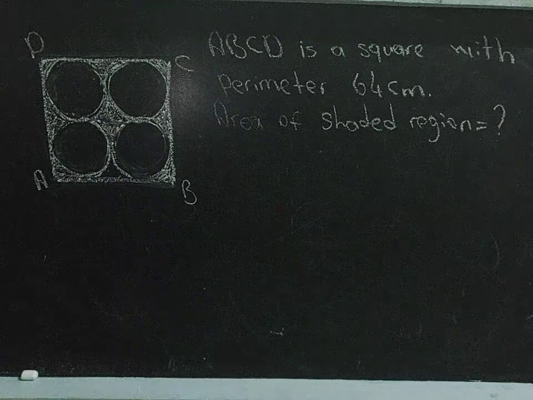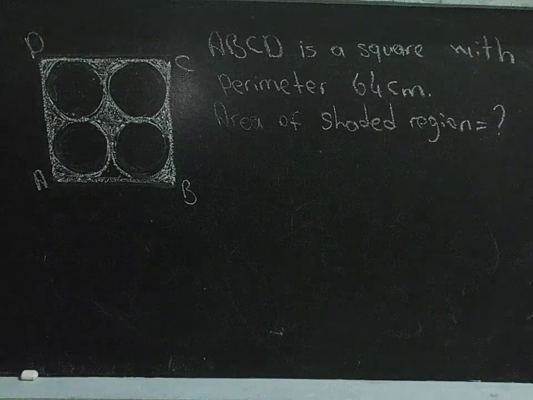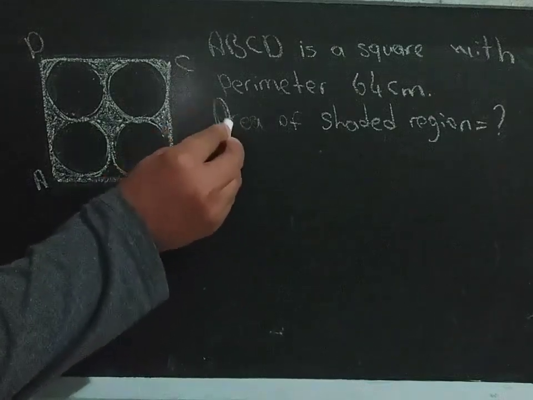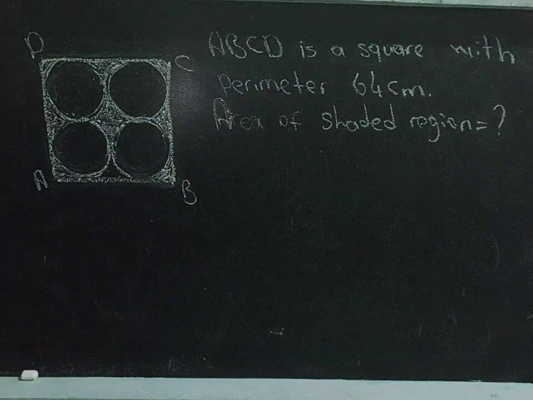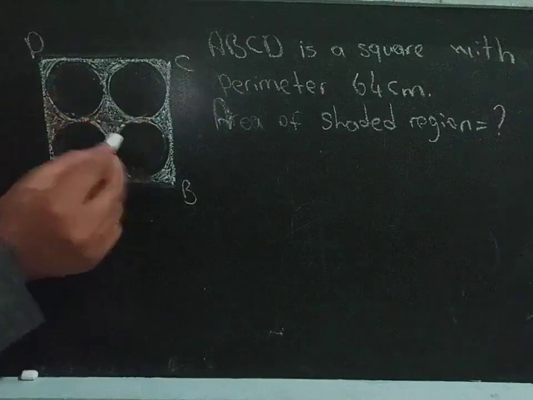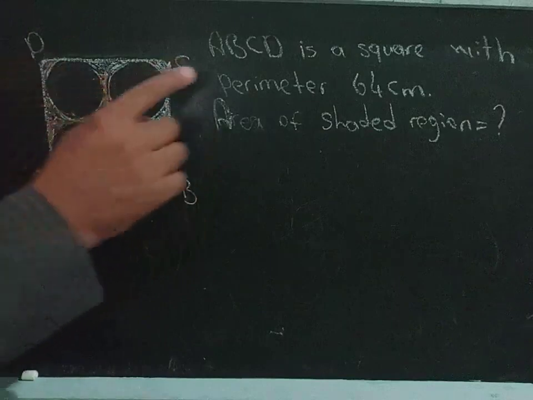Alright, another cool question is there. ABCD is a square with a perimeter of 64 centimeters. What is the area of the shaded region? To calculate the area of the shaded region, we need to calculate the area of the non-shaded region and subtract it from the area of the square.